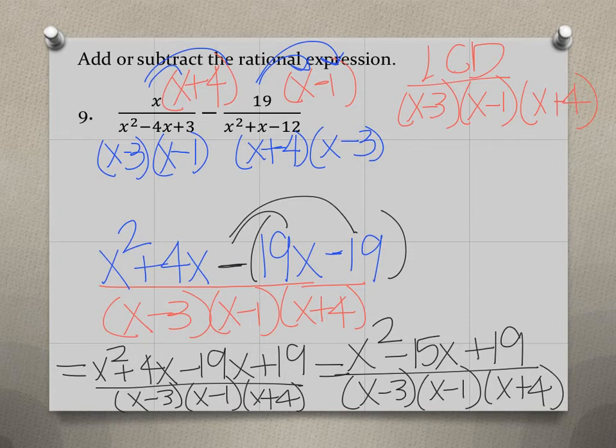Now, if the numerator here was factorable, we would factor it and see if we have any common factors to cancel out. But since this is not factorable, then we have our final answer here. And remember that for the denominator, the order that you write your factors doesn't matter. So you may have these three factors in a different order, but that's completely okay.